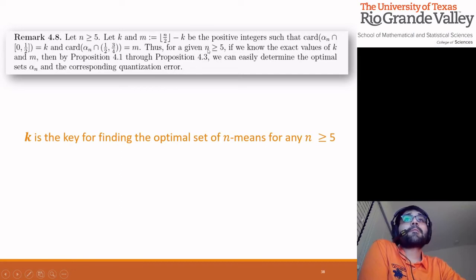Meaning what? Meaning that for any n greater than or equal to 5, if we know k, we can get m by this formula, and we can go to propositions 4.1, 4.2, or 4.3 and calculate the optimal set, the remaining quantizers, and the corresponding quantization error. So key, again, I have made this pronunciation mistake over and over again. K is the key for finding the optimal set of n means for any n greater than or equal to 5. K is the important piece.